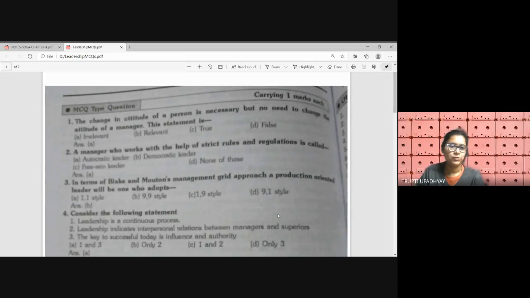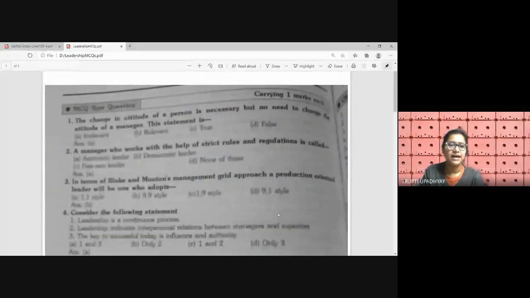So, the first question: the change in attitude of a person is necessary, but no need to change the attitude of the manager. This statement is A. Irrelevant, B. Relevant, C. True, D. False. The change in attitude of a person is necessary, but no need to change the attitude of the manager. This statement is actually irrelevant.